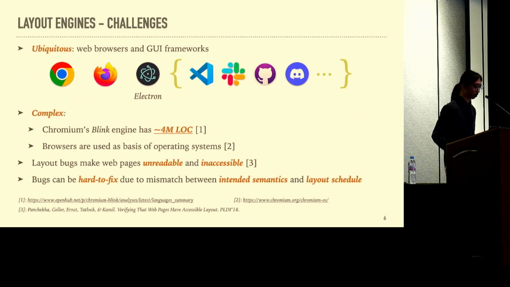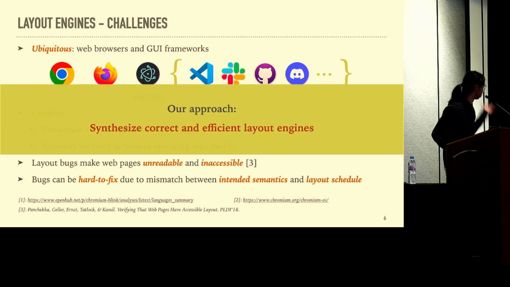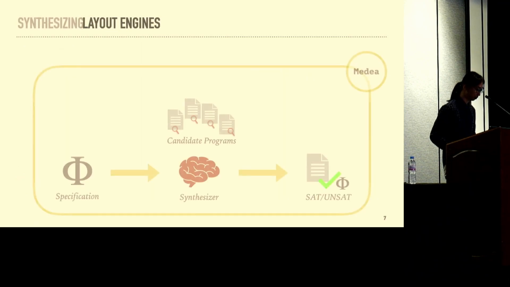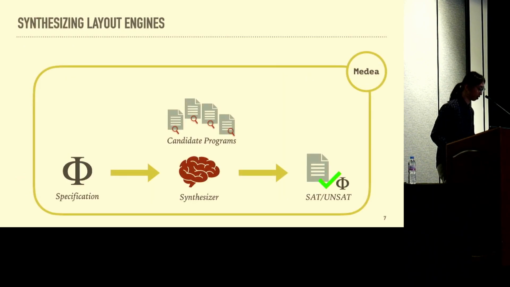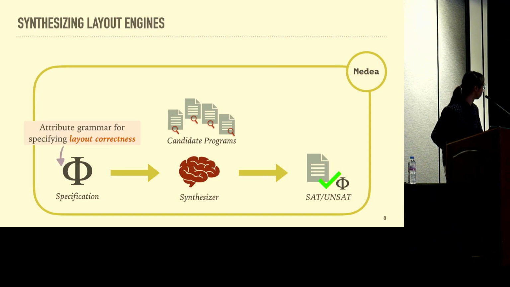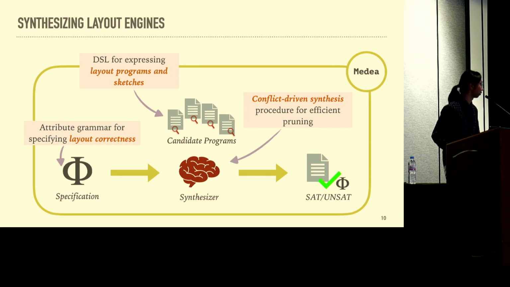So to address these challenges, we propose to synthesize correct and efficient layout engines. And we instantiate our idea into a tool called Medea. Medea consumes a specification of attribute grammar as input to specify layout correctness. It uses a DSL for expressing layout programs and sketches. And finally, during the synthesis search, it uses a conflict-driven procedure for efficient pruning. I'm going to go into each one of these components in turn.